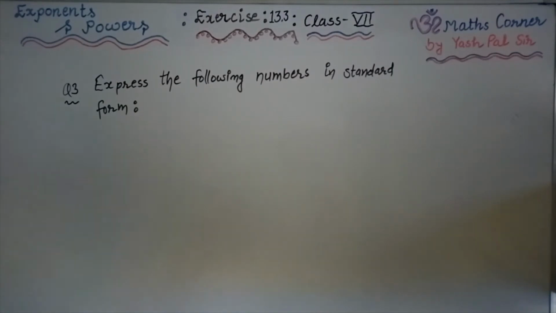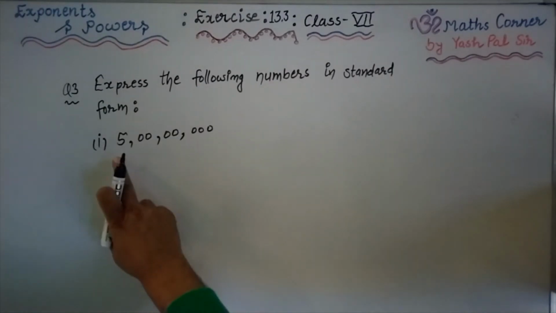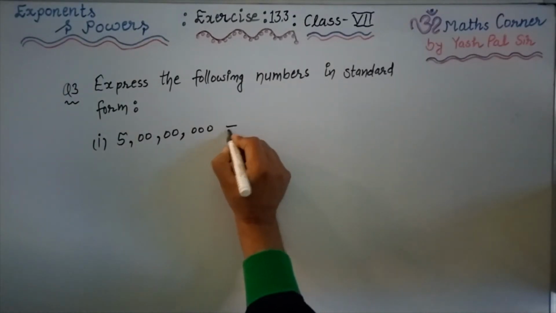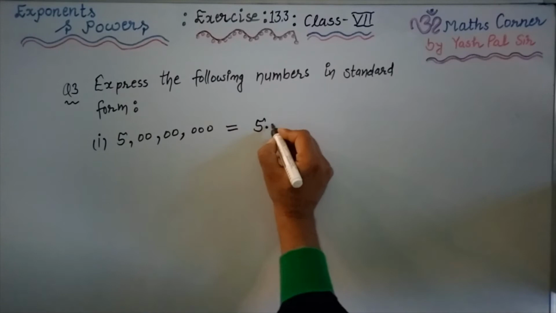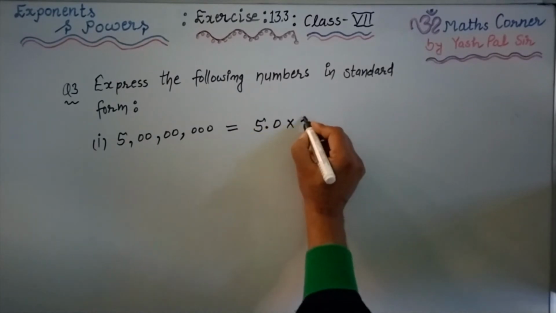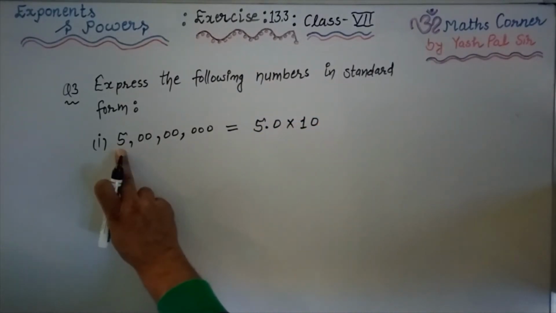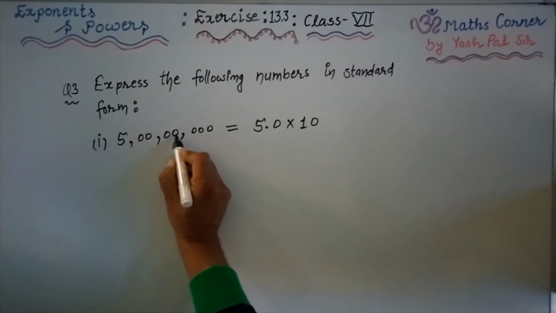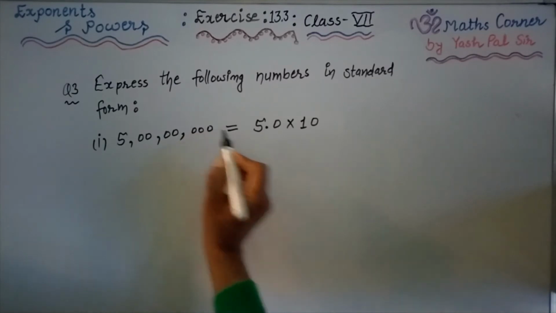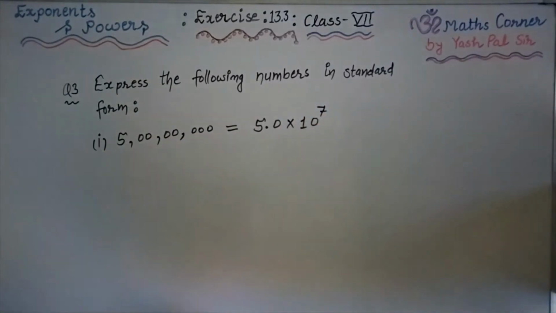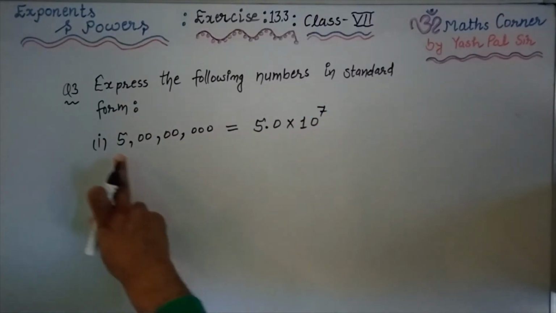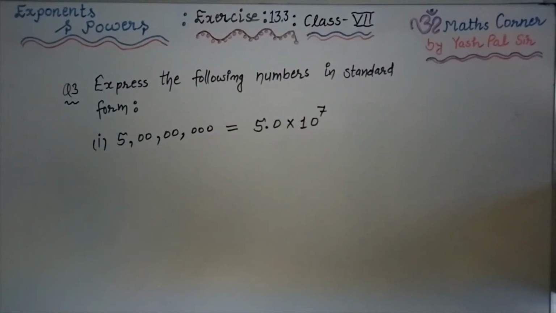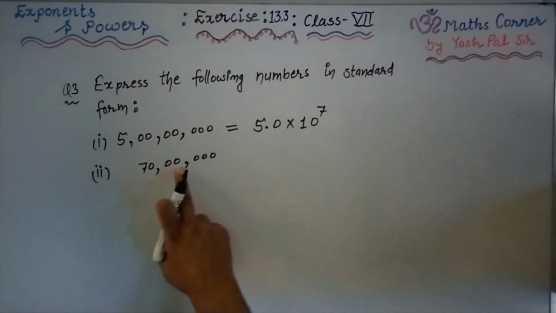Now question number 3. Express the following numbers in the standard form. What is the first part? 5 crore. So in standard form we can write this number as 5.0 into 10 raised to power. After 5, how many digits are there? 1, 2, 3, 4, 5, 6, 7. So 10 raised to power 7. This is the way we can write this number in standard form.